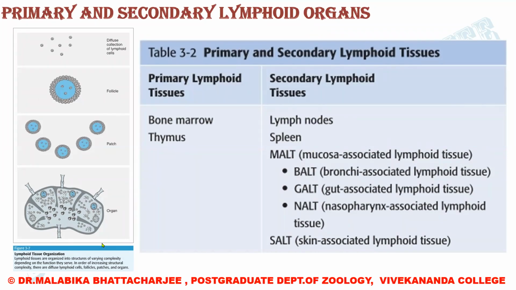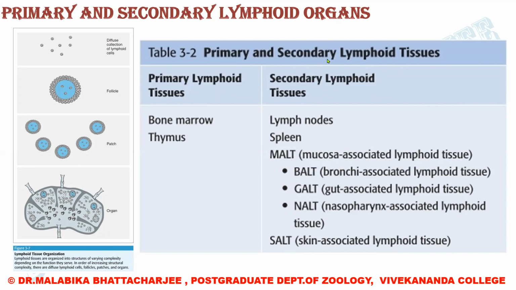Now, this is a picture which depicts how the lymphoid tissue is organized within our body. They can be present in the form of a diffuse collection of a few lymphoid cells, as we get patches of these cells in the intestine. They can be present in the form of follicles. They can be present in the form of patches, if you remember the Peyer's patch. Or they can be present in the body in the form of a well-defined organ. So this is, in fact, the order of increasing complexity in which the lymphoid organs are present in our body.